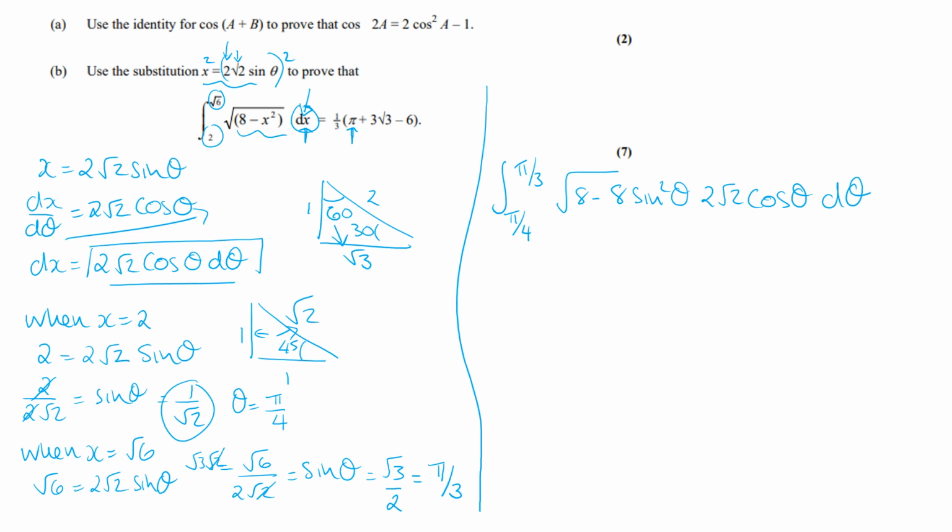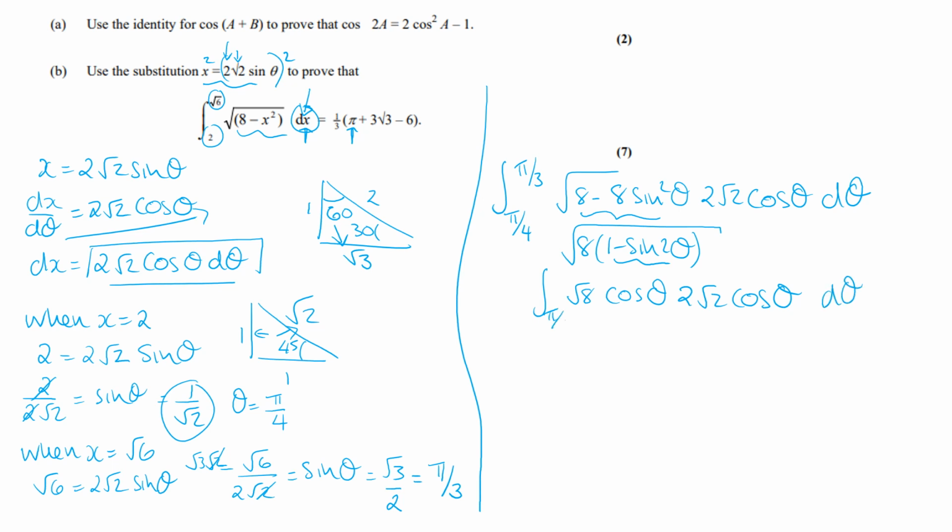Now we're going to take 8 out of here, which will be 1 minus sine squared theta. And we've got to square root that. Well, 1 minus sine squared theta is cos squared, so we're going to have 8 cos squared, so that will be root 8 and then just cos theta, and then we've still got our 2 root 2 cos theta, between pi by 4 and pi by 3.